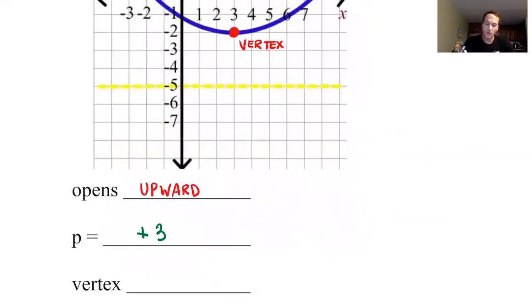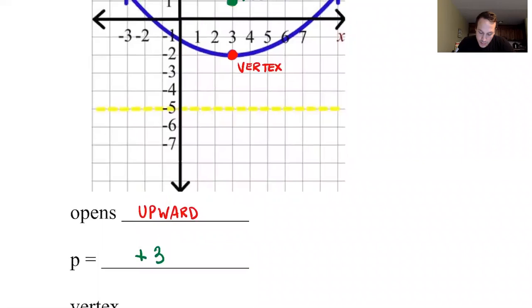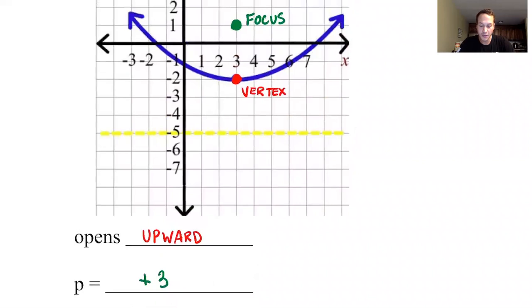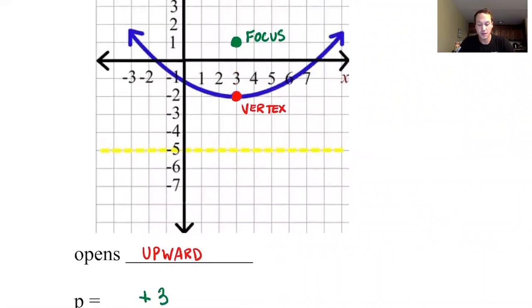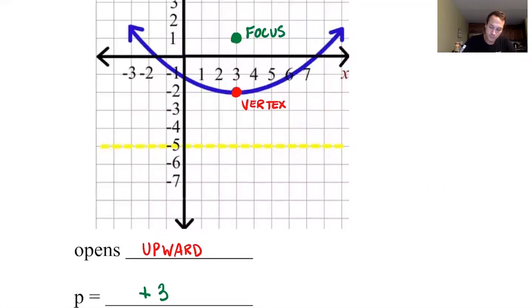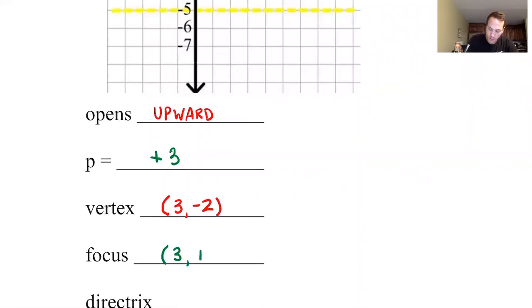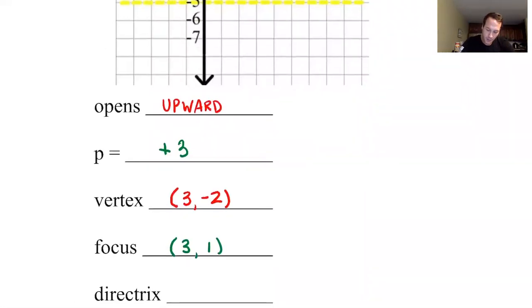What is my vertex? Well, all I have to do is read from that. This looks like it has a vertex of (3, -2). What is the focus? Again, I just have to read for that. That looks like it has a focus of (3, 1). Now, one thing that I want to point out: your vertex and focus are always going to have the same x value, okay? They're always right on top of each other, so they'll always have the same x value.